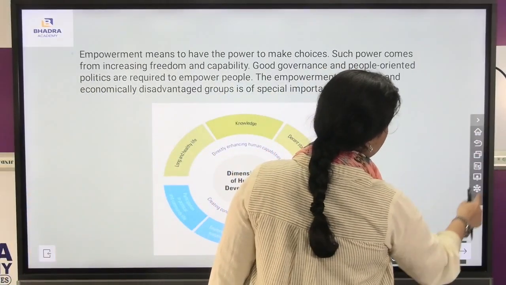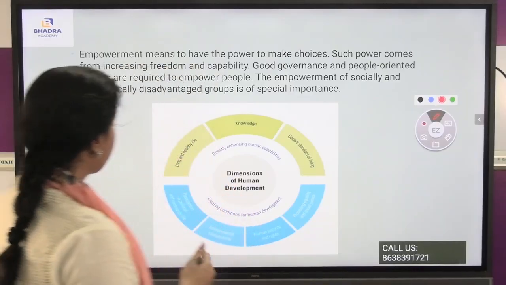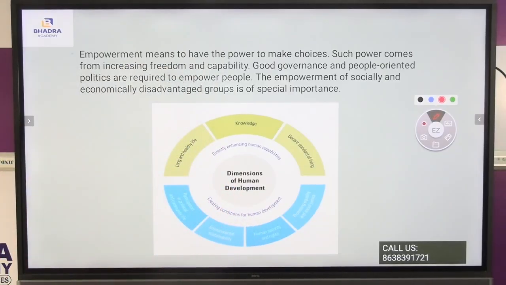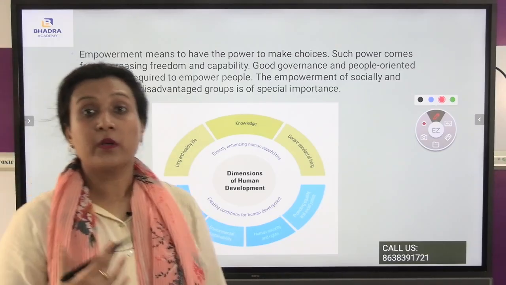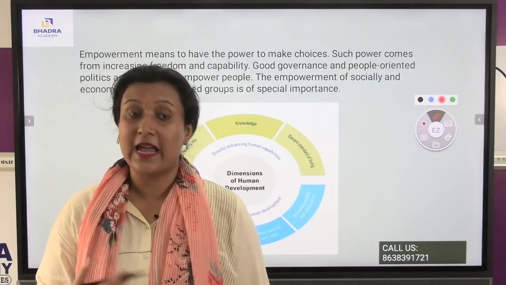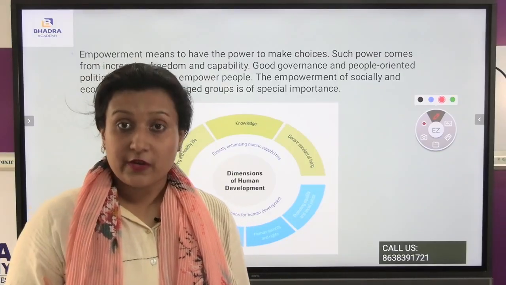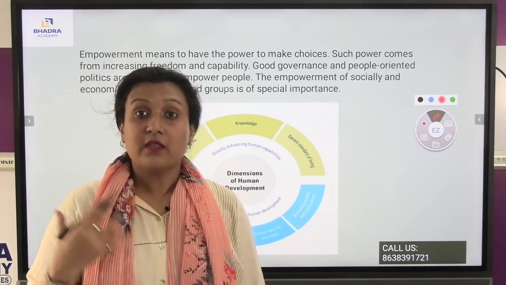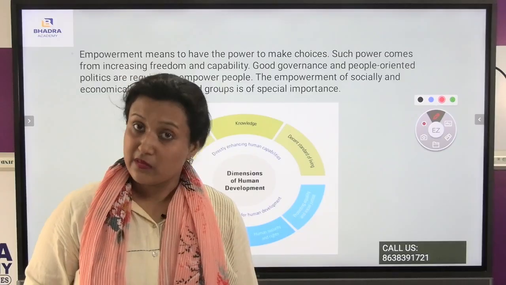Now, what do you mean by the term empowerment? Here, empowerment means to have the power to make choices. Such power comes from increasing freedom and capability. Good governance and people-oriented politics are required to empower people. Empowerment means encouraging people's choices, encouraging the lifestyle of the people, encouraging the thinking or the mentality of the people. This is known as empowerment.